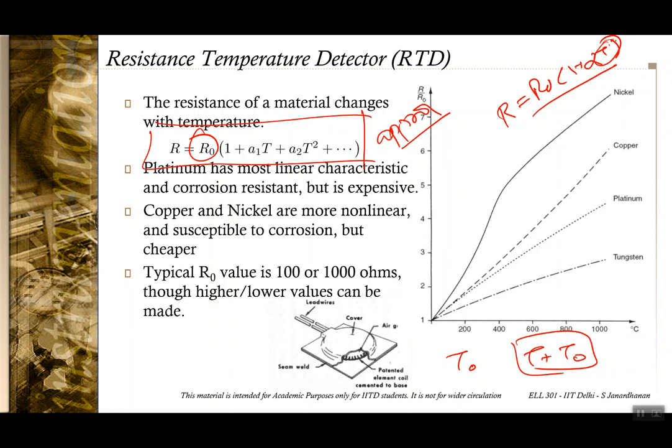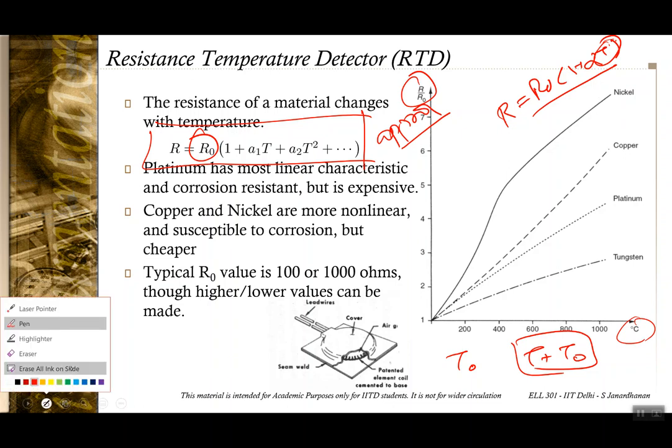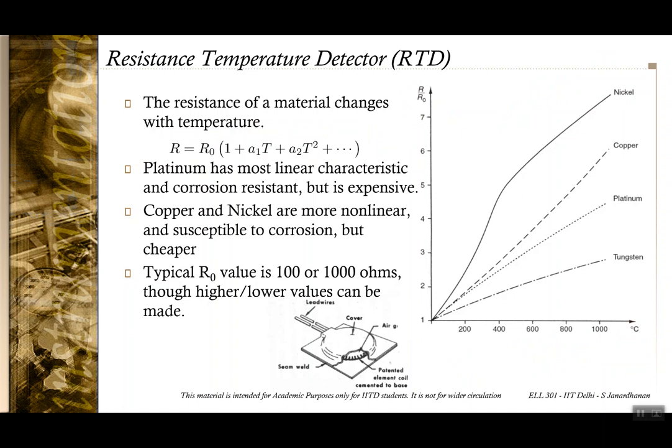If this is done and the R by R0 versus temperature graph is plotted, what you tend to see with different materials is these different graphs. You can see from this graph that platinum has the most linear looking characteristics, and over a wider range. Nickel also looks linear, but the range is restricted. Copper is cheap, but it deviates from linearity as the temperature increases. Tungsten, the resistance doesn't increase so much with temperature, and also it is not as linear as platinum.